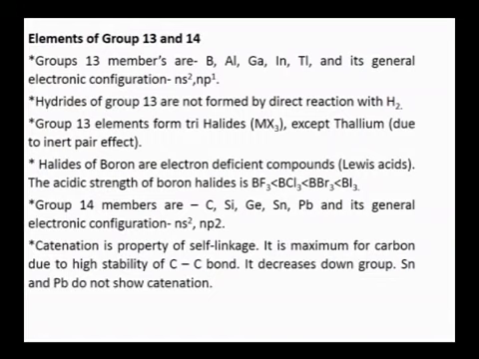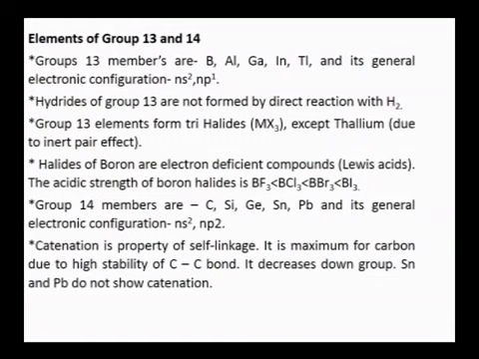Group 13 elements form trihalides except thallium, and halides of boron are electron deficient compounds. They are normally formed with an inadequate number of electrons, and hence they act as Lewis acids. The acidic strength of boron halides will increase from BF3 to BI3.